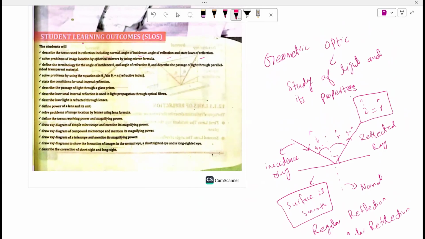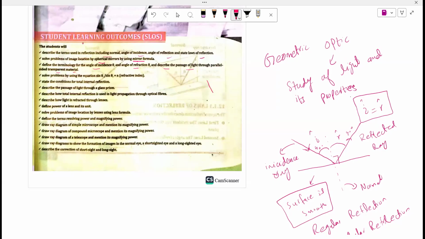The next point is to solve the problems of image location by spherical mirrors using mirror formulas, and define the terminologies for the angle of incidence and angle of refraction. Describe the passage of light through parallel sided transparent material. Okay, first let's talk about solving the problems of image location by spherical mirrors.